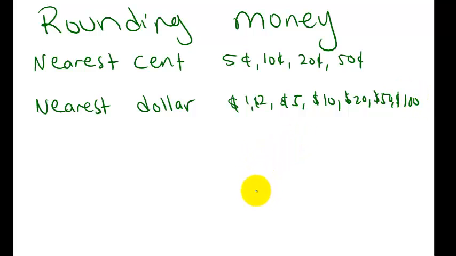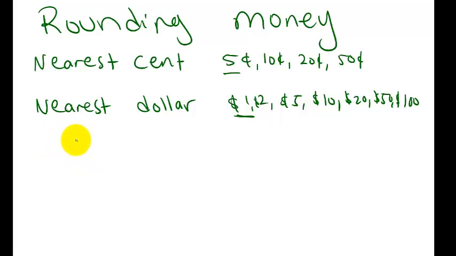Now, the smallest amount we can ever use for cents is 5 cents, and the smallest dollar amount we can ever use is $1. So the questions that you might get are something like this. Before we actually do the questions, let's see when we're going to round up or round down. Okay, the trick is this.